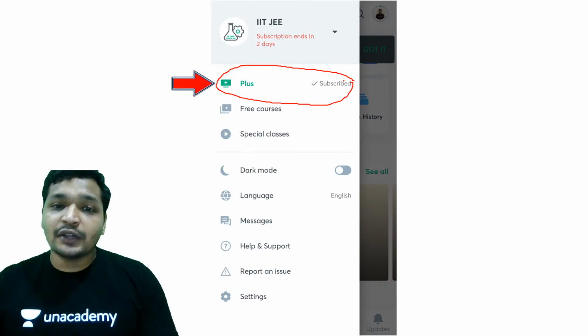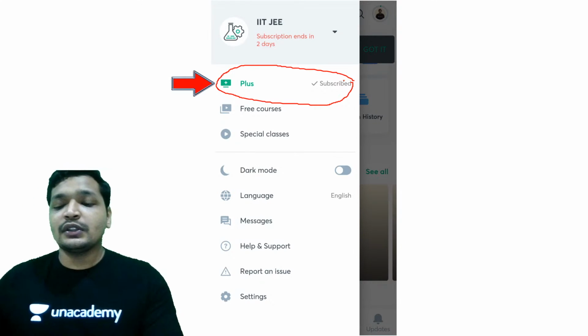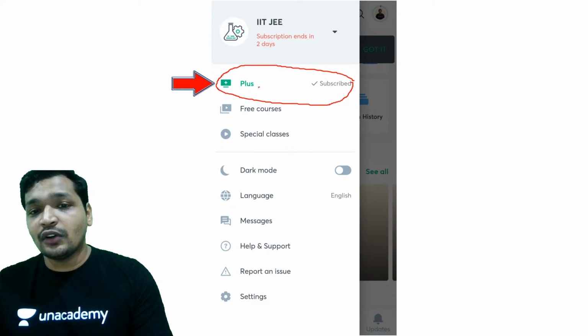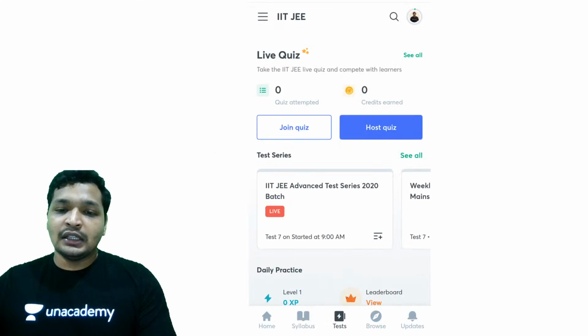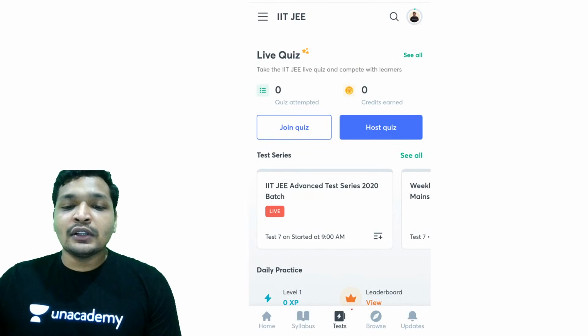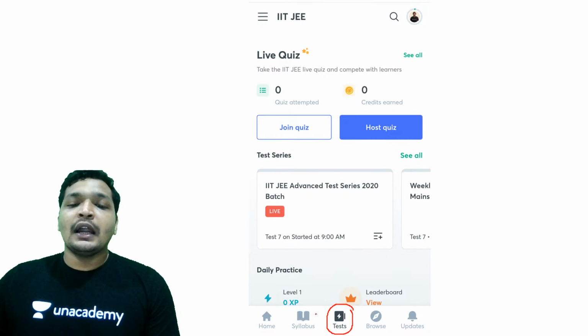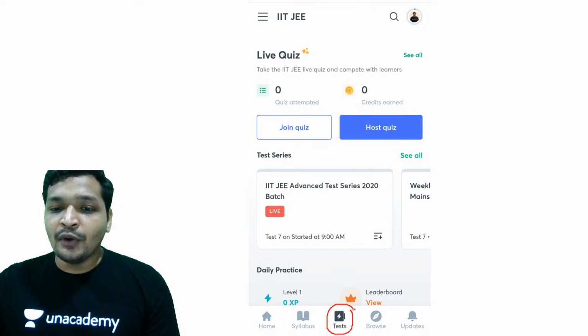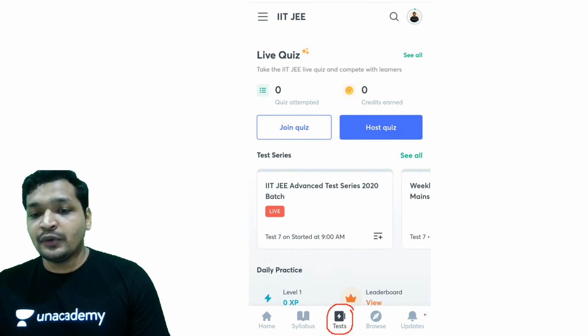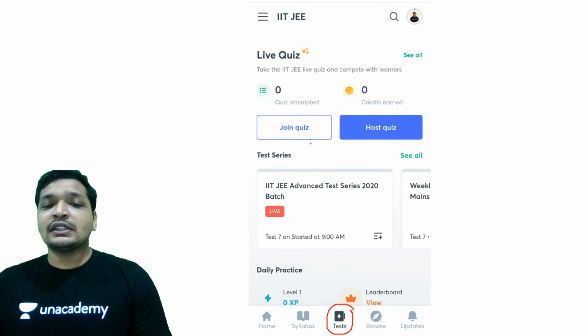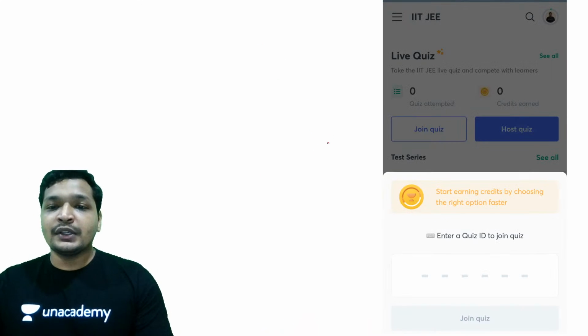Many of you must be attending the quiz, so do download it, click onto this extension bar and click onto this plus, so that you can attend the quiz. Then you will click on the test, which is the middle tab available on the bottom, and you'll see 5 things: home, syllabus, test, browse and updates. Post that, you will click on the join quiz button.